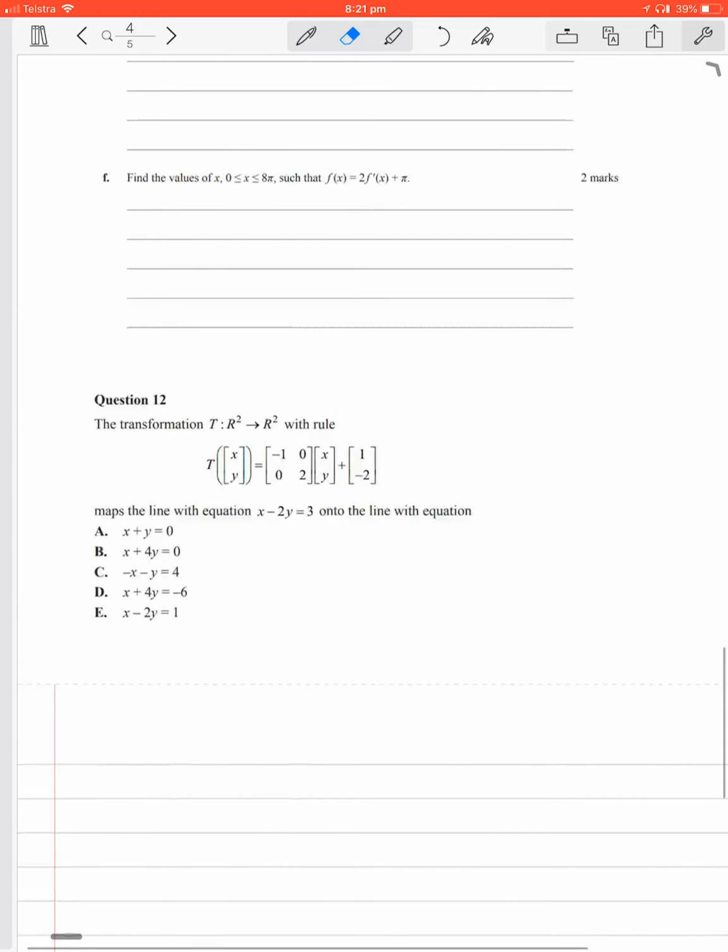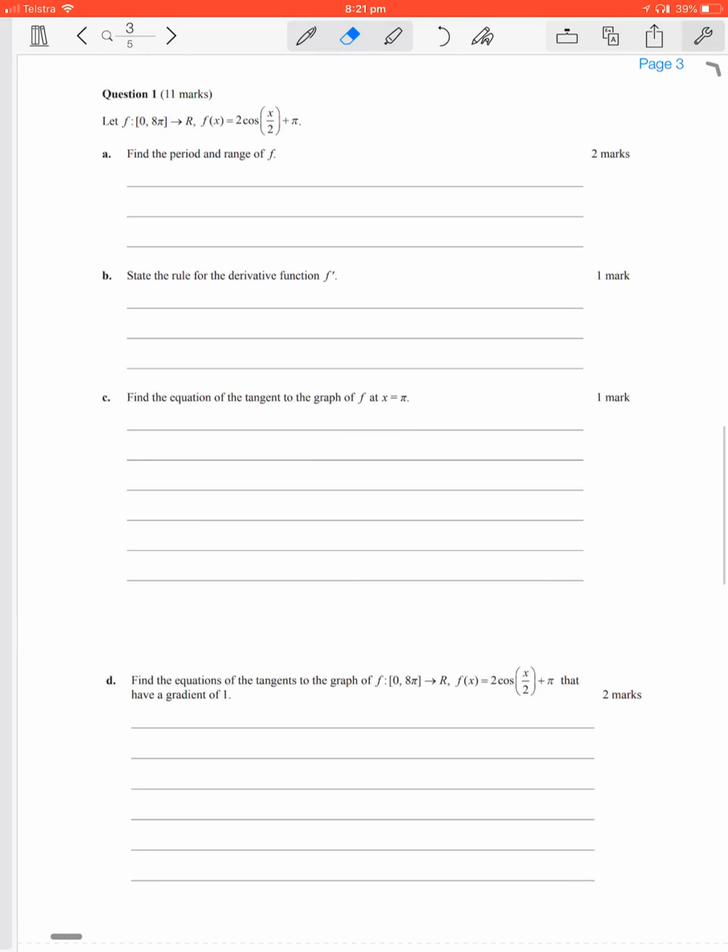Okay, this next function, this was a graph. This was a couple of years ago, but anyway, it says find the period and range of f. So the period is 2 pi on a half, which is 4 pi. The range: our center is at pi, and we've got to go up 2 and down 2. So we've got pi minus 2 and pi plus 2.